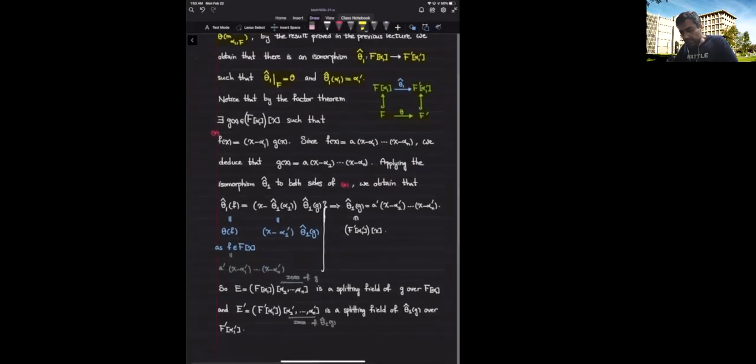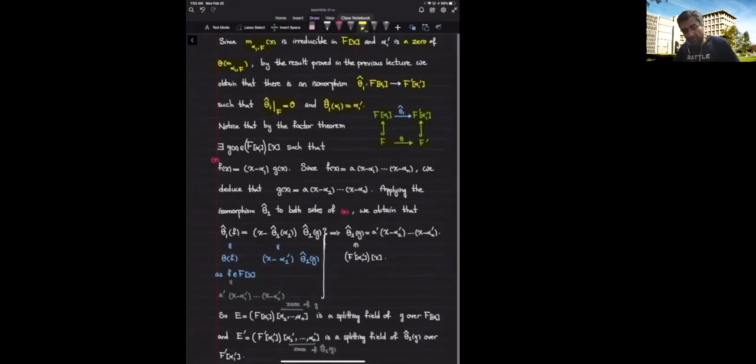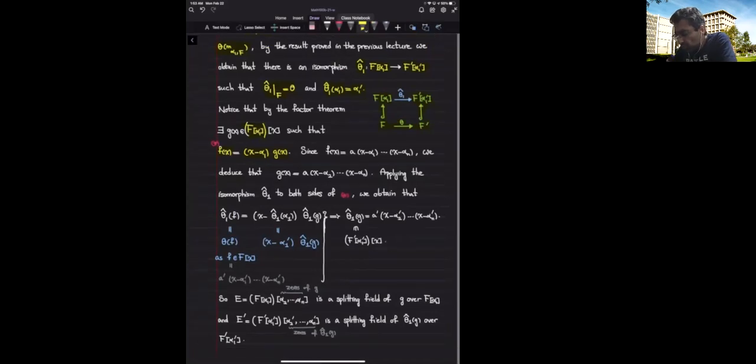Okay, so now what? Because alpha 1 is a zero of this polynomial f, by the factor theorem, I can write down f as x minus alpha 1 times some polynomial g with coefficients inside this larger field, after adding alpha 1 to F. And we already know that f can be decomposed completely as a product of degree 1 factors in this larger field E. Now, setting these equal, I deduce that this factor g is a times the product of these degree 1 factors, but this time starting from alpha 2: x minus alpha 2 dot dot dot x minus alpha n.